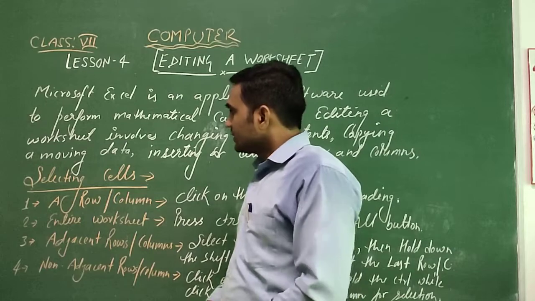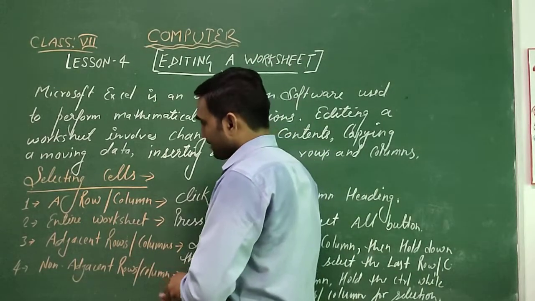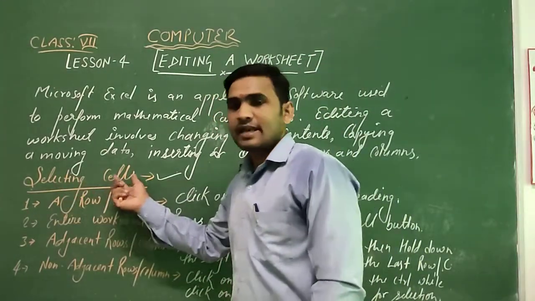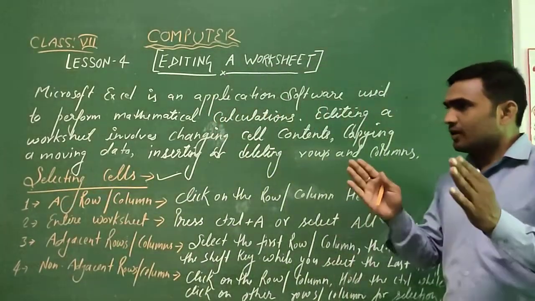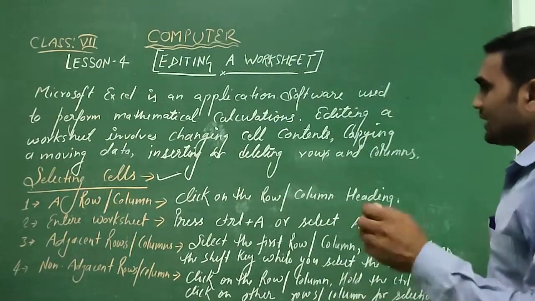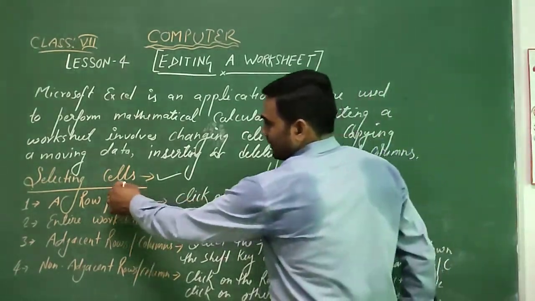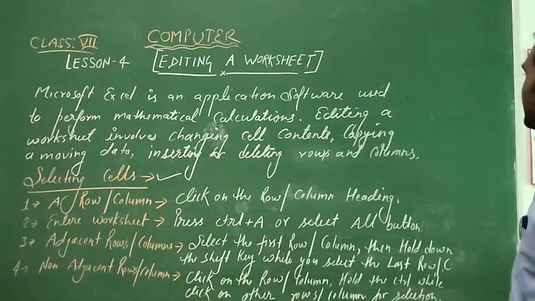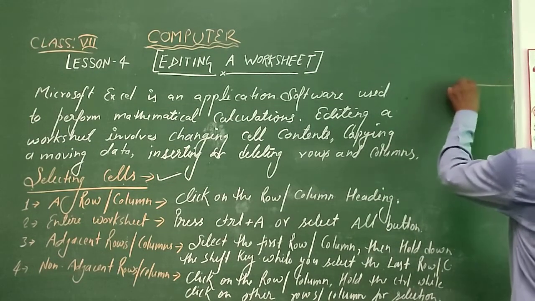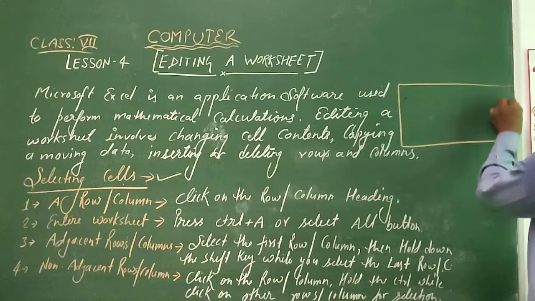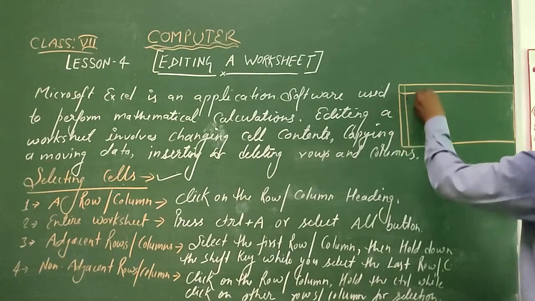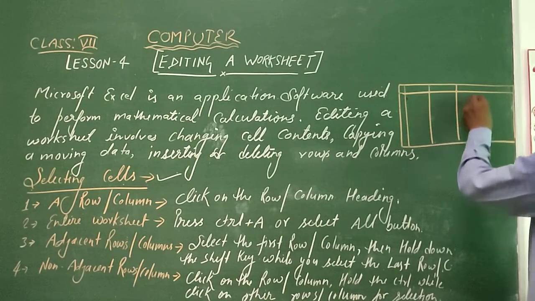Now, the next topic is selecting cell content, selecting cells. Already we have discussed what a cell is. A cell is the intersection between rows and columns, right? Suppose this is a small diagram for you, right? And this is an example as an Excel practice.